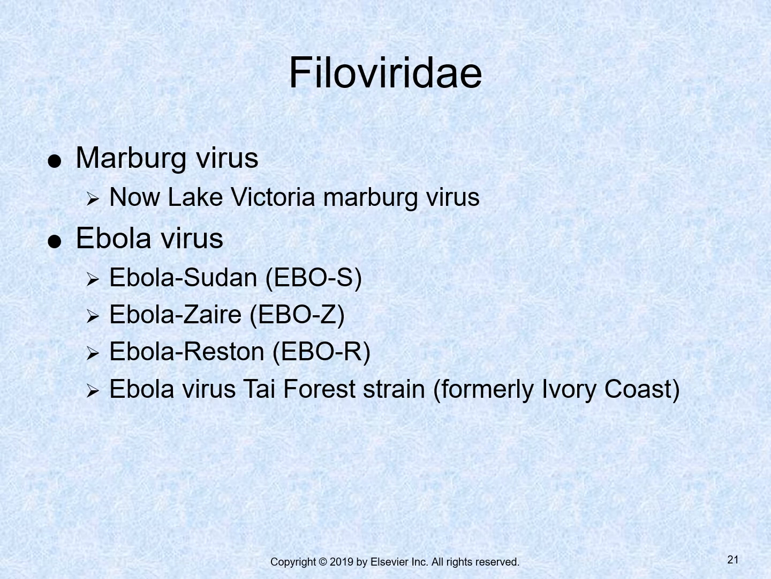The next family we'll discuss is Filoviridae. So this family includes two genera, the Marburg virus, now known as Lake Victoria Marburg virus, and Ebola virus. The Ebola virus includes several strains, including Ebola Sudan, Ebola Zaire, Ebola Reston, and Ebola Tai Forest strain, formerly known as the Ivory Coast strain.